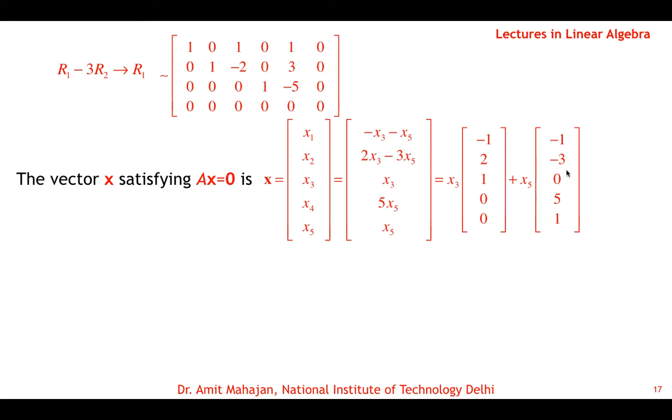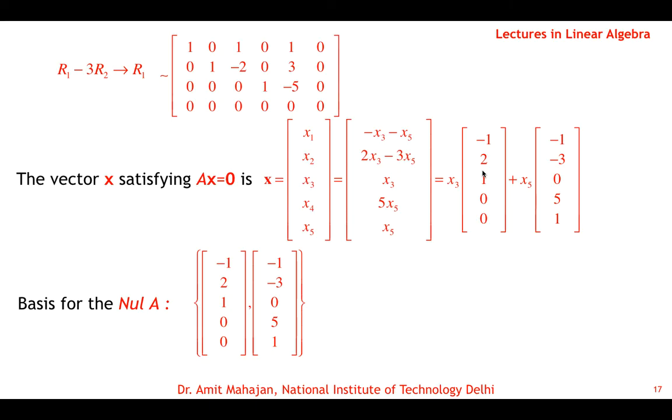So clearly this is a linear combination of two vectors v1 and v2. So these two vectors form the basis for null space A, and so the dimension of null space A is 2, as we said earlier. So this is how we calculate the basis and dimension for the column space, null space, and row space.